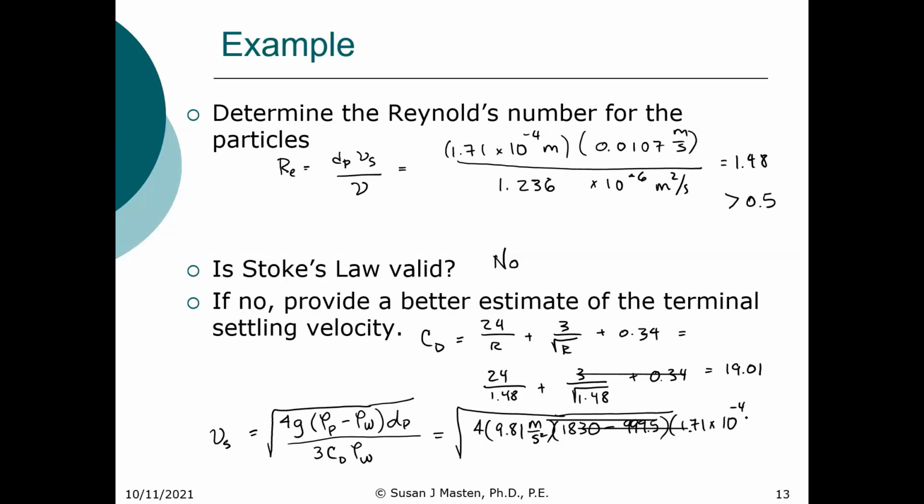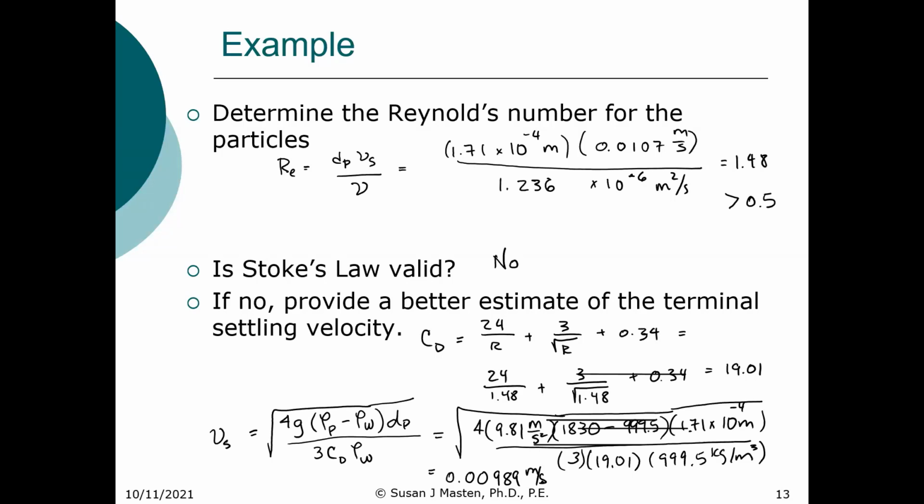Times 10 to the minus 4 meters divided by 3 times 19.01 times 999.5 kilograms per meter cubed, and that is equal to 0.0000989 meters per second. Okay, that gives us a better estimate. However, it's still an estimate.